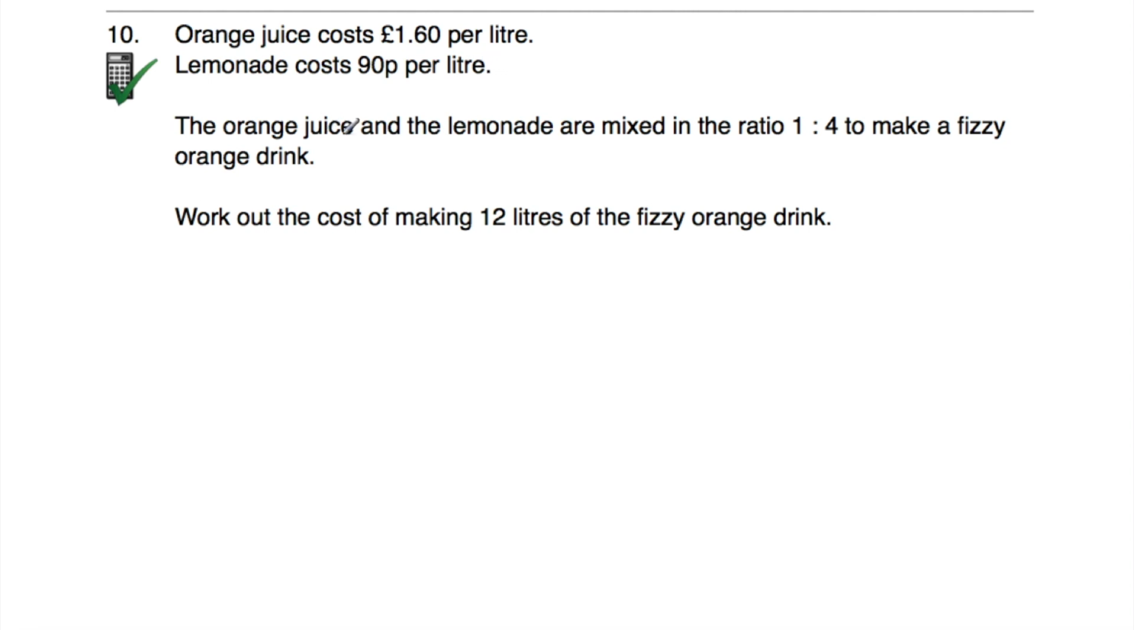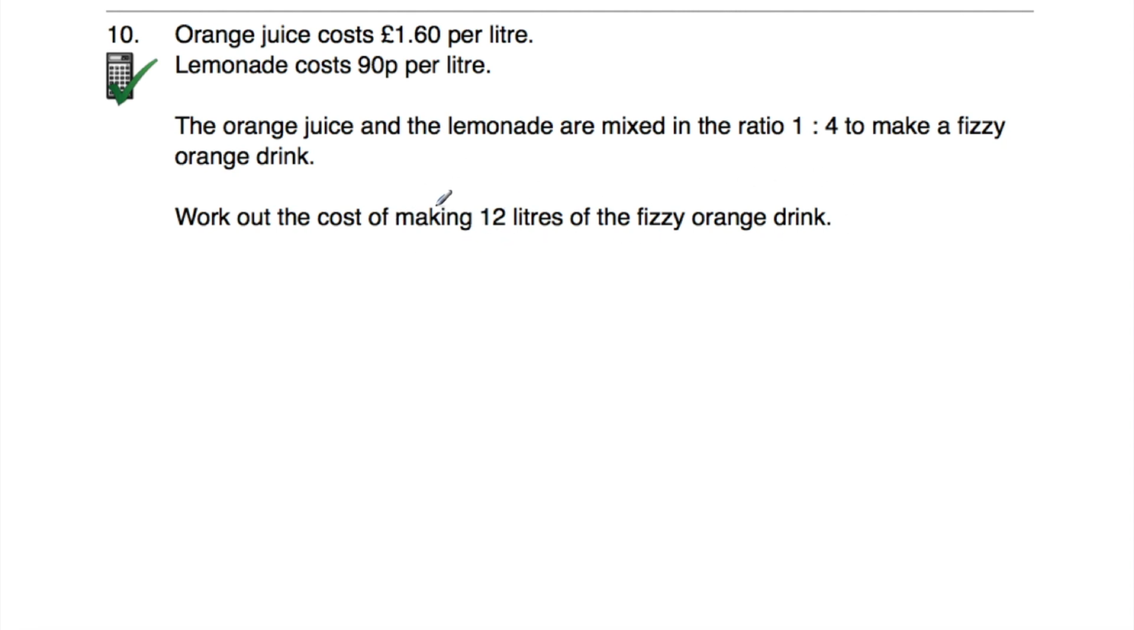And the orange juice and the lemonade are going to be mixed together in the ratio 1:4 to make a fizzy orange drink. So if you mix pure orange juice together with lemonade, it makes a fizzy orange drink. And it's mixed in the ratio 1:4. So for every 1 part orange juice, we put in 4 parts lemonade. So in other words, we're putting in 4 times as much lemonade as we are orange juice to make this fizzy drink. And the question says, work out the cost of making 12 litres of the fizzy orange drink.